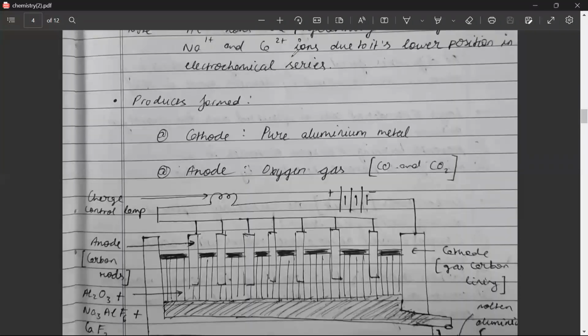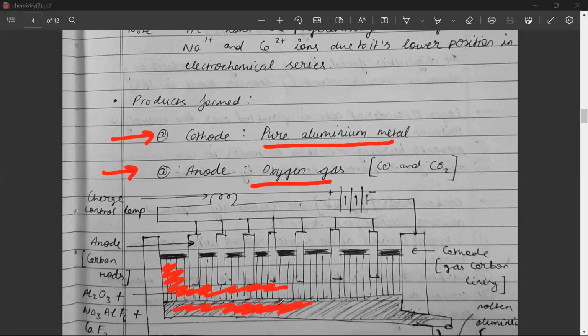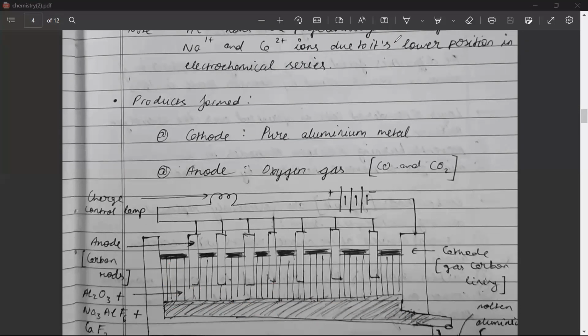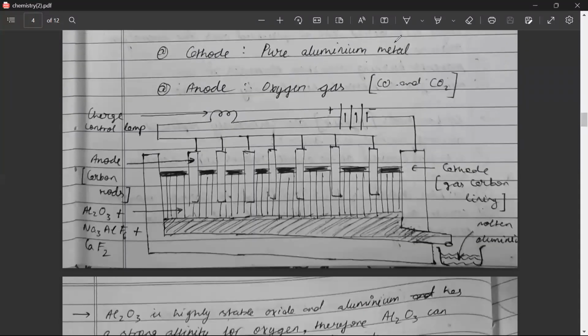So this is a rough figure that I've drawn. Products that are formed at the cathode are pure aluminium metal, and products that are formed at the anode are oxygen gas. Now at the cathode you have pure aluminium metal which settles down because it is heavier than the electrolyte. So this is the electrolyte, and this is the molten aluminium, and then eventually it is collected at a pot which basically consists of silvery molten aluminium.